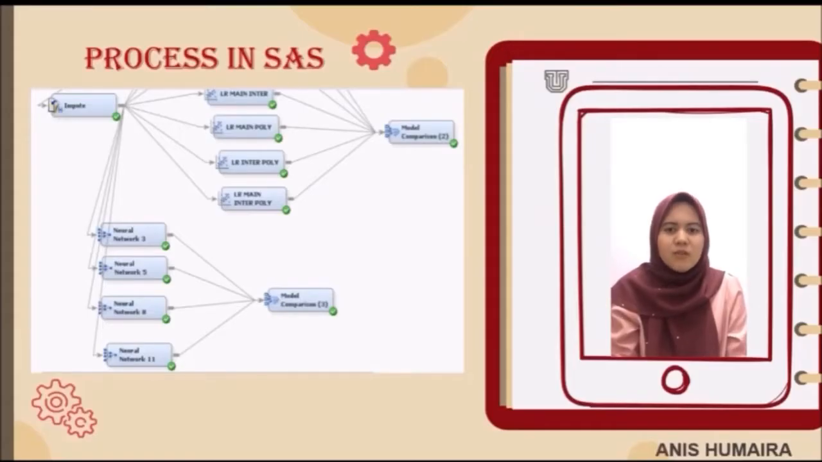Right now, I would like to explain the process of SAS for the artificial neural network. There are 4 neural network models, which are neural network 3, 5, 8, and 11. All these models are connected to the replacement node by the data partitions. In order to find the best fit model, all the models are linked to the model comparison and run. Then, the output will be translated into meaningful data.